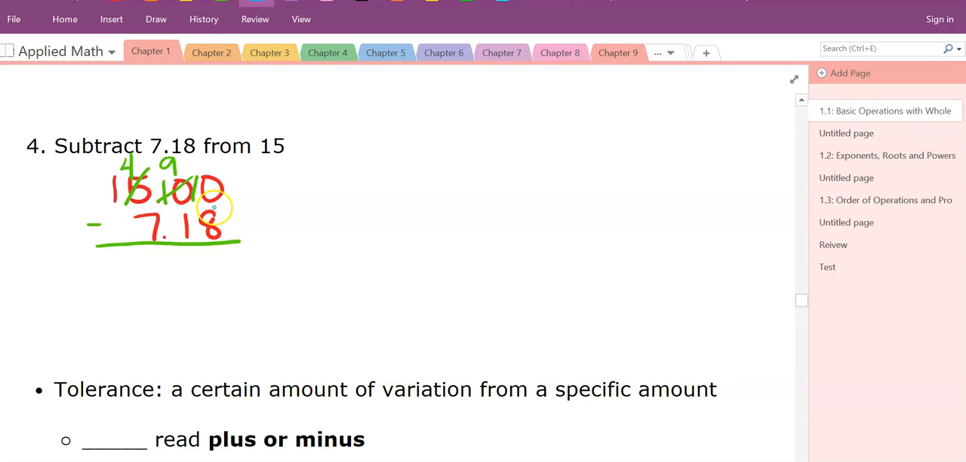So 10 minus 8 is 2, 9 minus 1 is 8, bring down the decimal, and then again we have 14 minus 7, which would be 7. So 7.82.